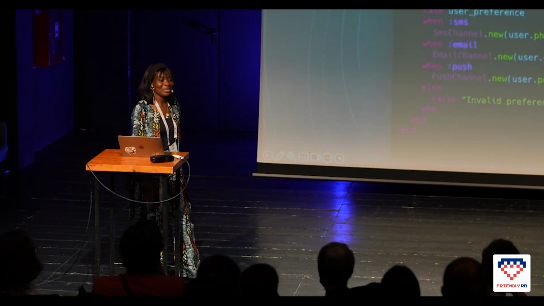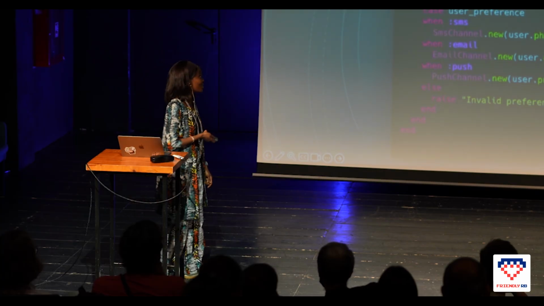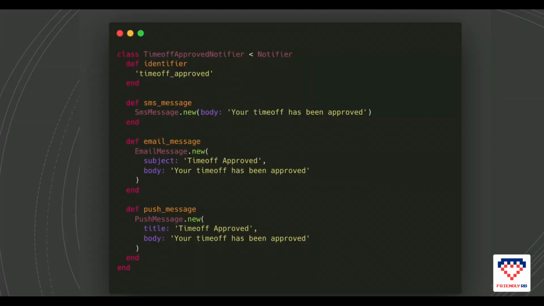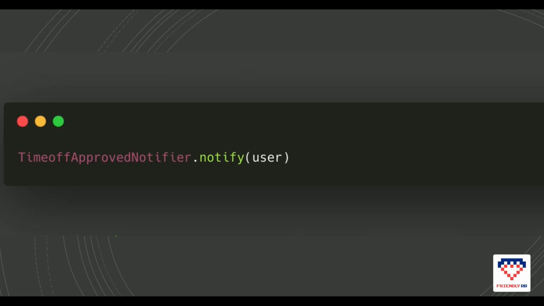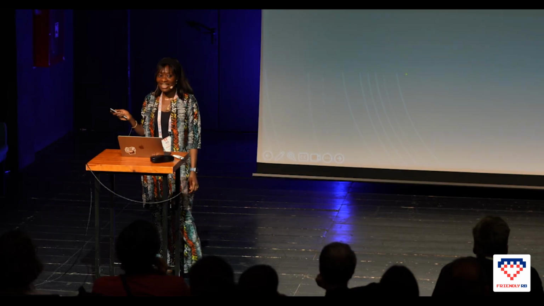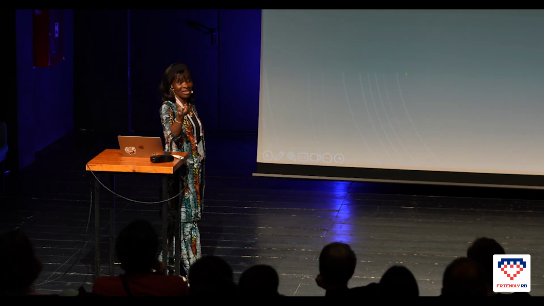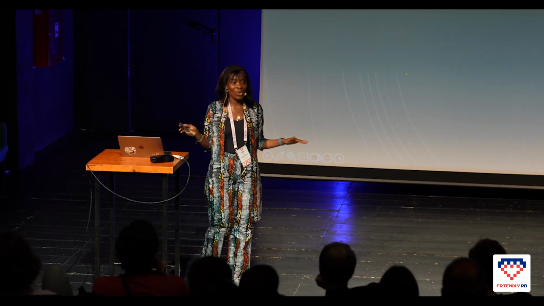Now that we have this, let me show you the beauty of this abstraction. This is what the time of approved notifier looks like. In this notifier, all we did is, our identifier is time of approved. And this is our SMS message, this is our email message, and this is our push message. That's all that exists in this notifier. And then the wonderful part: when we do this, we absolutely have notified the user. And then every single notifier can just define their identifier, their messages, and that's all.